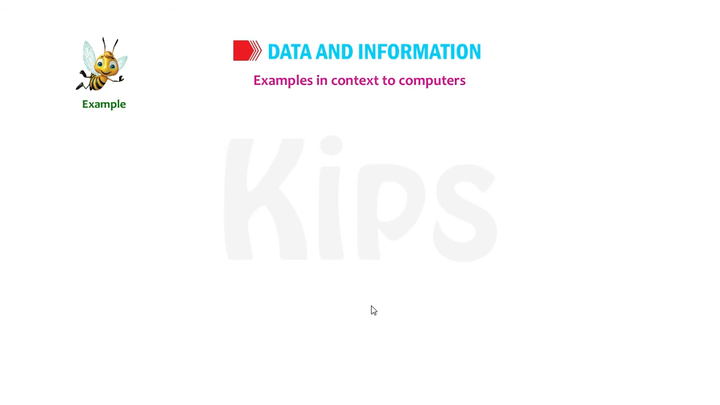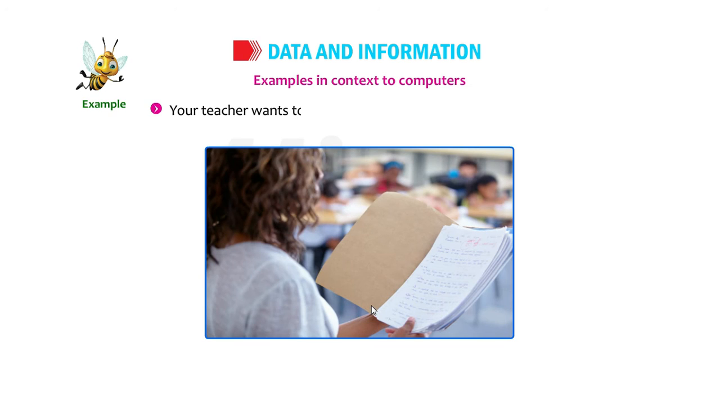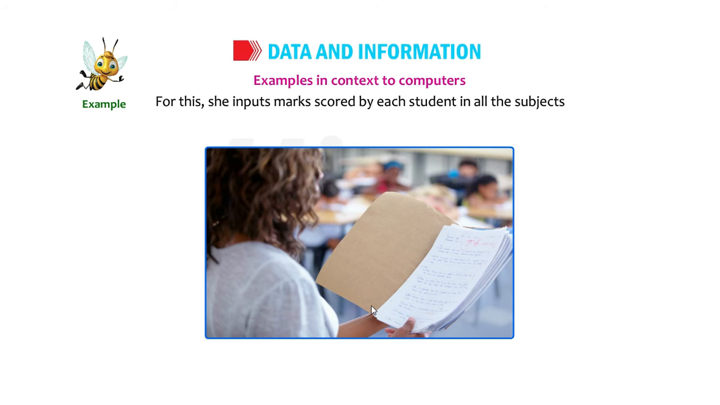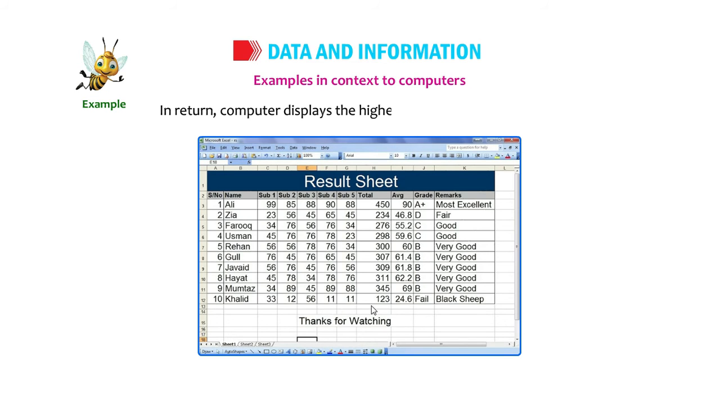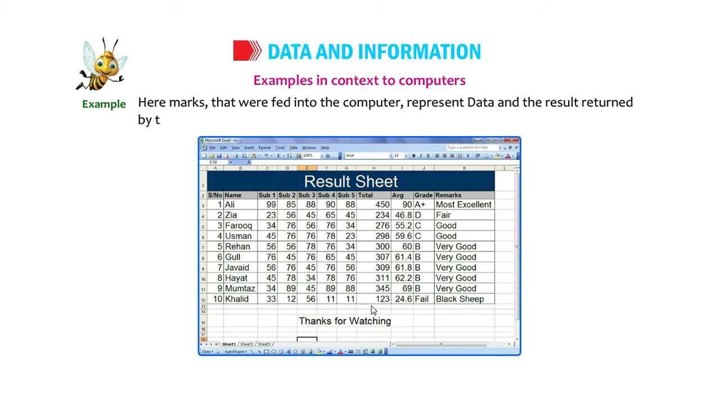Examples in context to computers. Your teacher wants to find the highest and lowest scores of your class. For this, she inputs marks scored by each student in all the subjects in the computer and gives the required instructions to it. In return, computer displays the highest and lowest scorers of the class. Here, marks that were fed into the computer represent data, and the result returned by the computer, that is highest and lowest rankers, represent information.